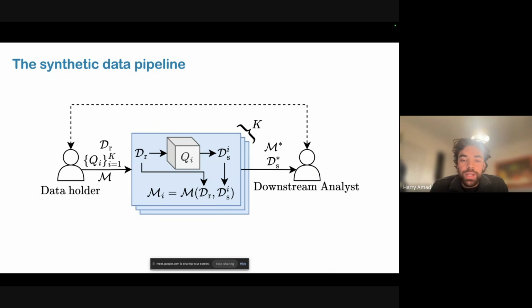But this process really needs some communication between the data holder and downstream analysts in terms of what it means for a data set to be useful. And this should guide the choice of the generative models that the data holder trains, and it should guide what metrics they use to describe the quality of the data set.